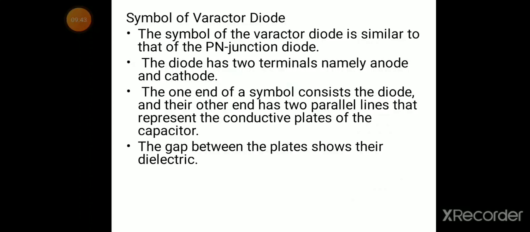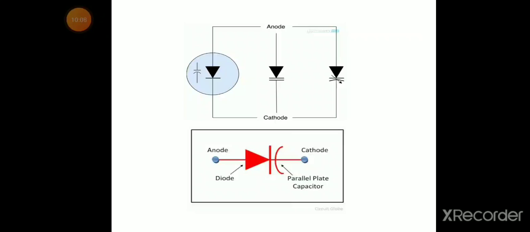The symbol of the varactor diode is similar to that of the p-n junction diode. The diode has two terminals, namely anode and cathode. One end of the symbol consists of the diode and the other end has two parallel lines that represent the conductive plates of the capacitor. The gap between these plates shows the dielectric.